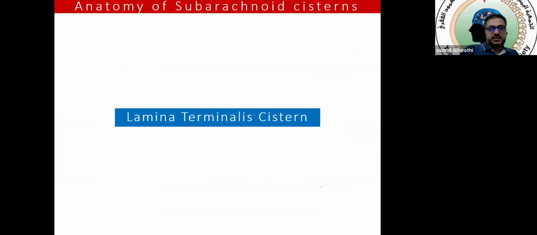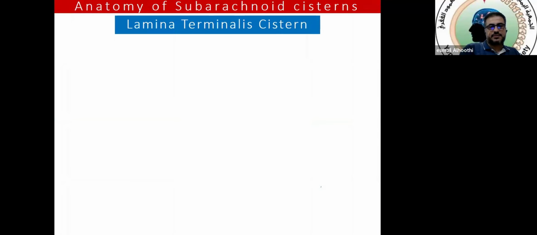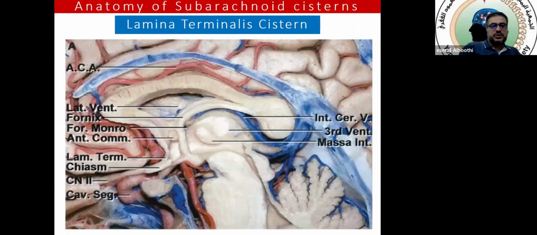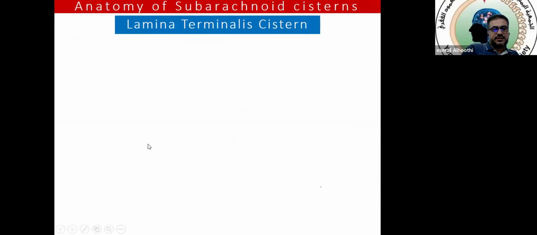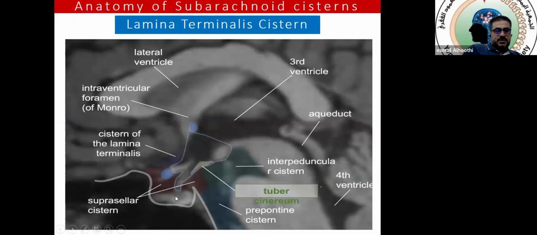Okay, the next cistern is the lamina terminalis cistern, which is located just above the chiasmatic cistern. Here is the chiasmatic cistern. Just above it is the lamina terminalis cistern. Here, as we see, this is the cistern of the lamina terminalis.